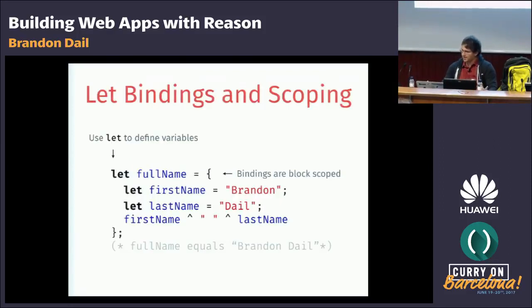So first off, some basics. Let bindings and scoping. So to define a variable, you use let. Bindings are block scope. So here we define a full name, and we assign its value to a block that defines a couple local variables, Brandon Dail, and then the last statement in the expression is the value of the expression. So full name ends up being Brandon Dail.